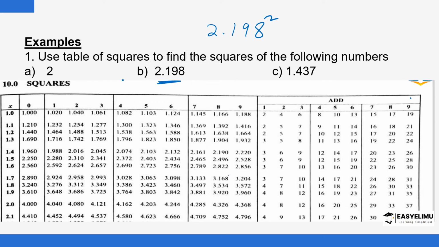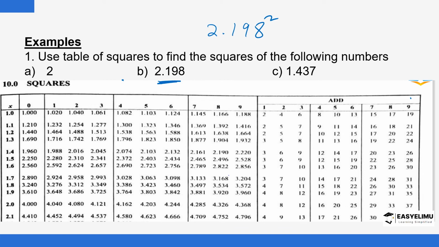So even as you try to find the square of a number, make sure the number is written to 4 figures. If it's a number that has more than 4 digits, remember to round it off to 4 figures. Very, very important, because that is what is accommodated within this book. It's actually called the 4-figure mathematical table.